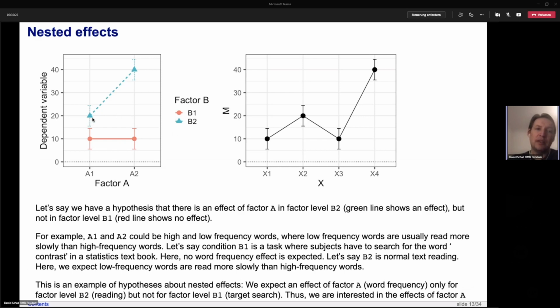Or we might be interested in the difference between these 2 green points. So is there a difference between this point and this point? This would be a nested effect.